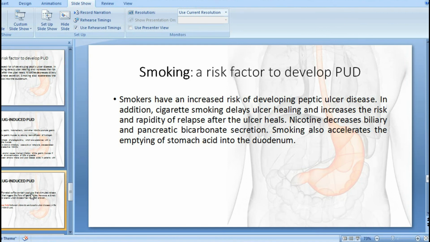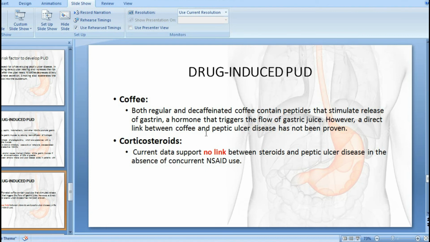Okay, the next point is drug-induced peptic ulcer disease. Number 1 is coffee. Both regular and decaffeinated coffee contain peptides that stimulate release of gastrin. Gastrin is basically a hormone that triggers the flow of gastric juice. However, a direct link between coffee and peptic ulcer disease has not been proven. Number 2 is corticosteroids. Current data support no link between steroids and peptic ulcer disease in the absence of concurrent NSAID use.